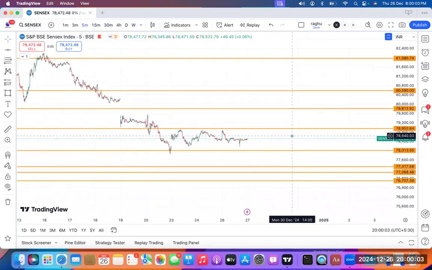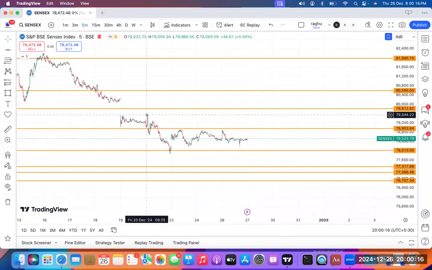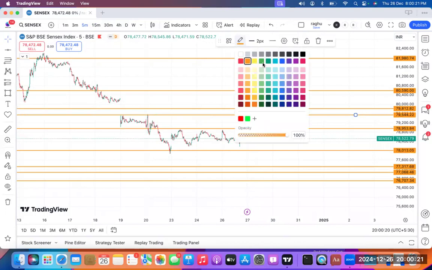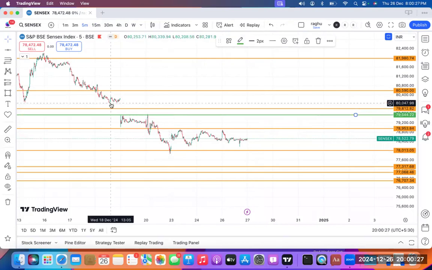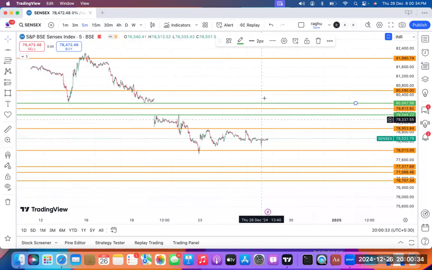Anything above this I will buy CE. Anything below this I will buy PE. Simple logic. And this is my SL, which is 78 by 23. This first resistance is my first target. I'll mark that target in green. Anything going above, my second target is this. My third target is this base. Three targets are more than enough. Then you just need to trail.